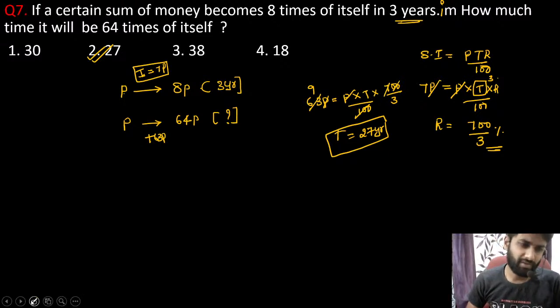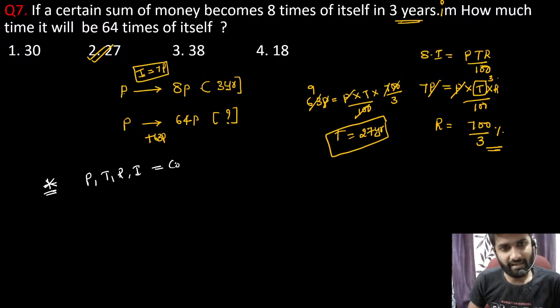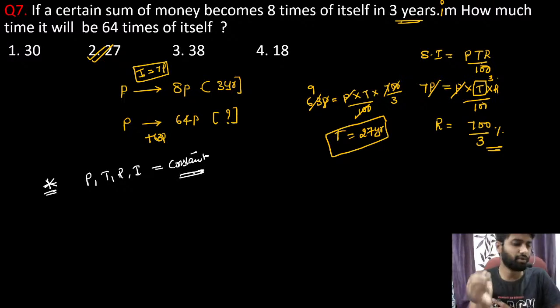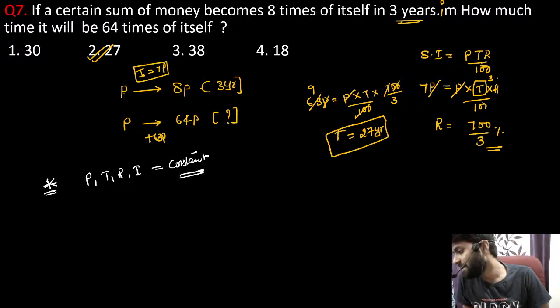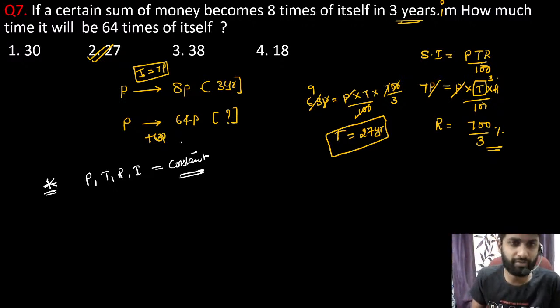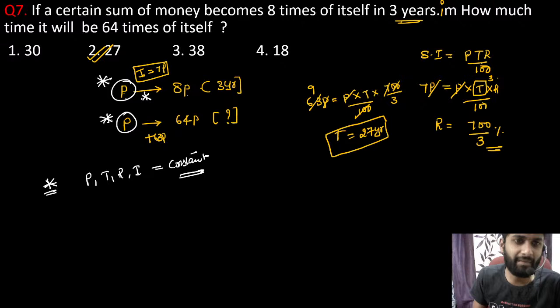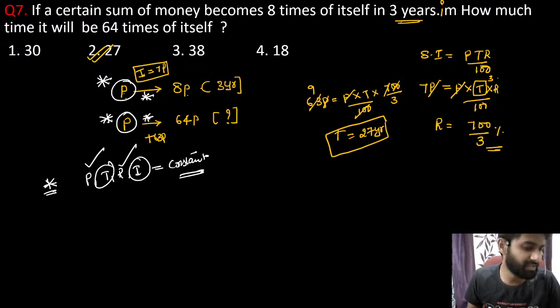Now, everyone observe, guys. One of the important parameters, as I mentioned clearly in simple interest: P, T, R, I, all the parameters are constant. There is no change in these variables. Now, what is your observation? If P becomes 8P, the principal is constant. Here P becomes 64P, the principal is constant. Same rate of interest they maintain. If the principal is constant and the rate of interest is constant, the duration may vary, but the interest is always the same thing we can define.